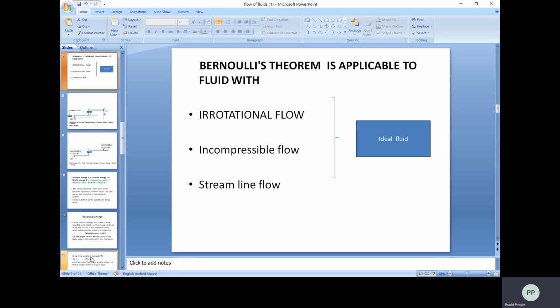Now Bernoulli's theorem or equation is applicable to an ideal fluid. So whenever we talk about Bernoulli's theorem, the fluid under consideration is going to be an ideal fluid. What is an ideal fluid then? A fluid with irrotational flow. That means the fluid particles are not going to rotate around their own axis. There is no change in density. It is incompressible and the particles travel in one path, so it is going to have a streamline flow or a laminar flow. That is basically an ideal fluid which we are going to consider while explaining Bernoulli's theorem.